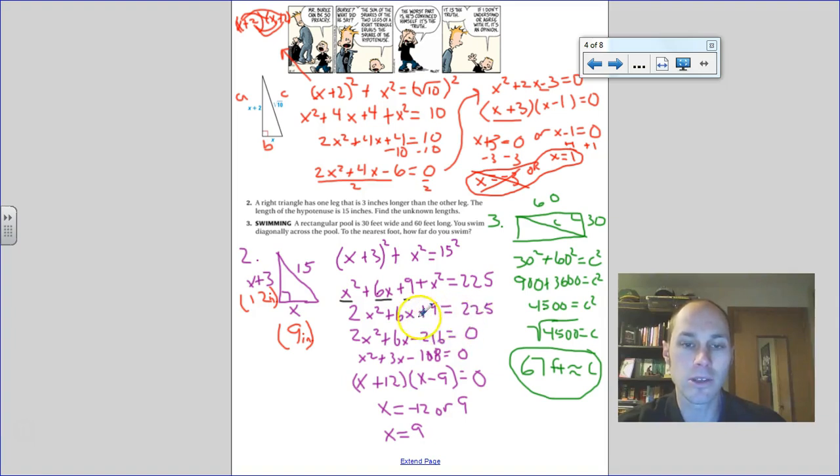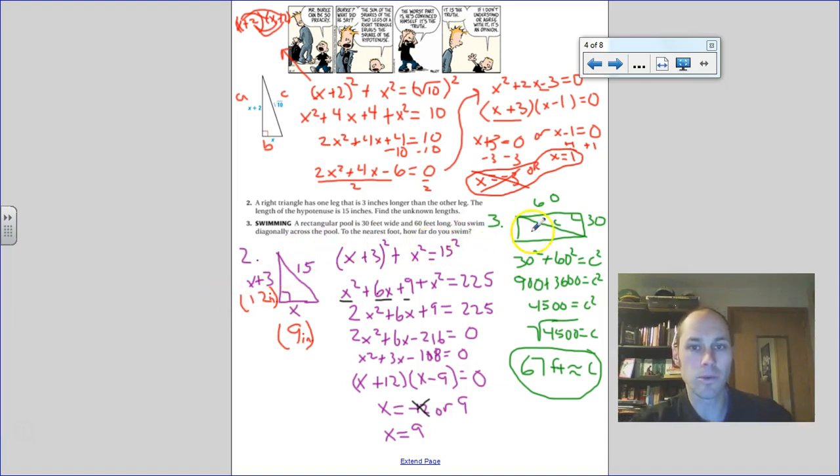Subtract 225 from both sides to get 2x squared plus 6x minus 216. Then I can divide both sides of the equation by 2. That gives me x squared plus 3x minus 108. Then I factor that down. Factors of -108 that combine to give me a sum of 3 are 12 and -9. So x plus 12 times x minus 9 equals 0. Therefore, x has to be -12 or 9. Since we can't have a negative length, our solution has to be 9. So this side is 9, this one is 12 inches.